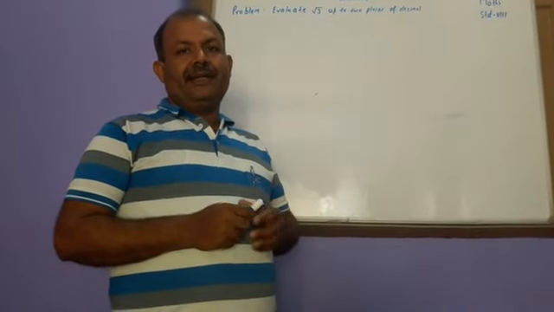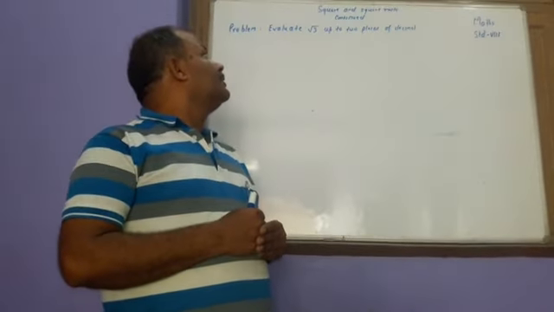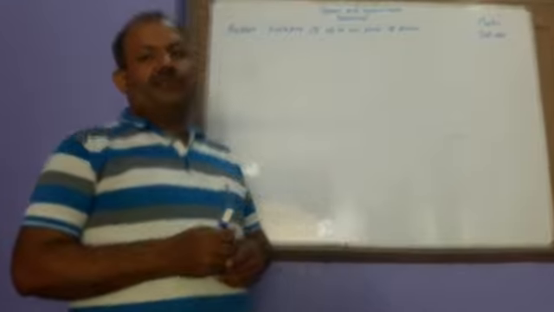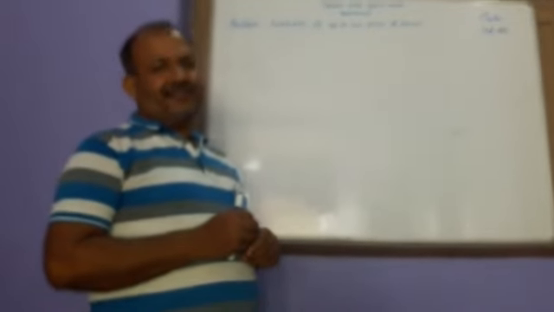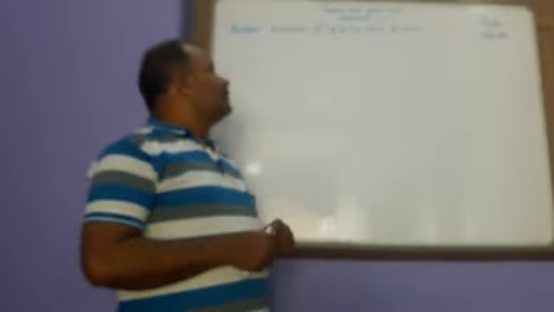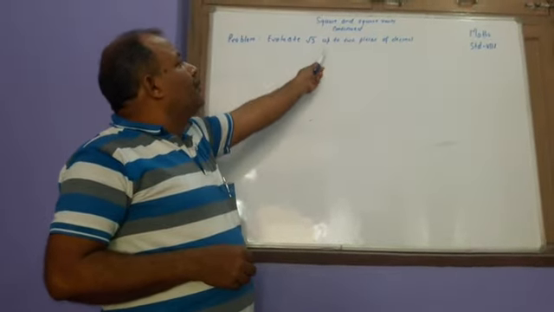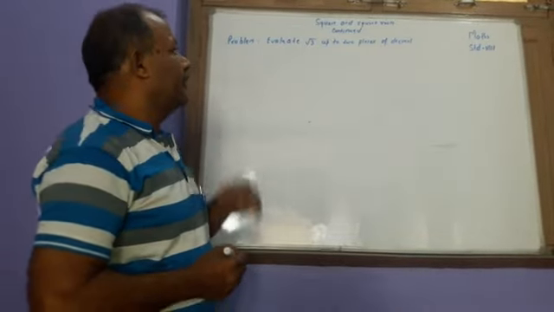Good morning everybody. Today we continue with squares and square roots, in which we will learn to solve some problems based on the square root of decimal numbers. The first problem I am going to solve: evaluate root 3 up to 2 places of decimal.